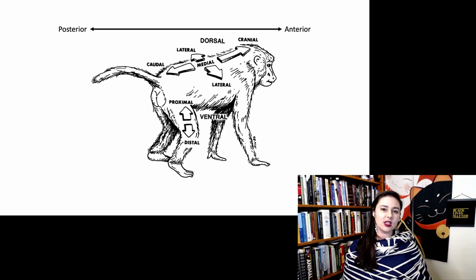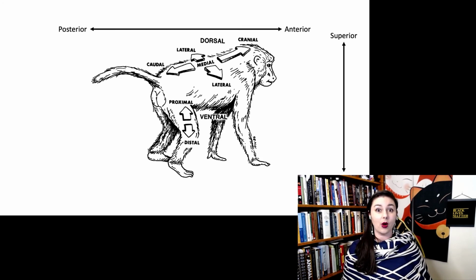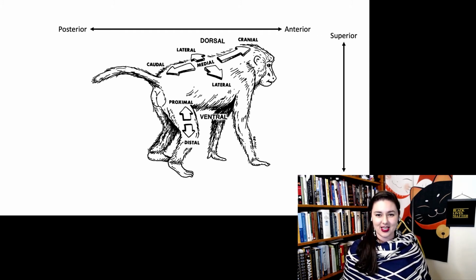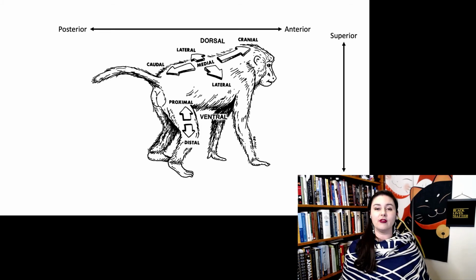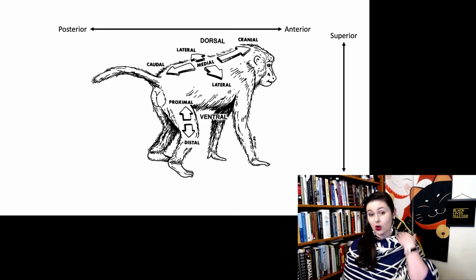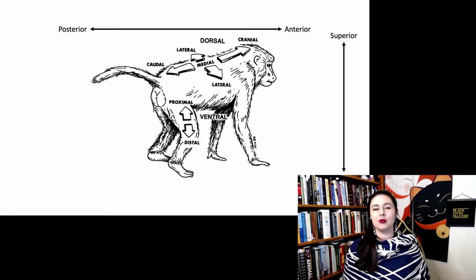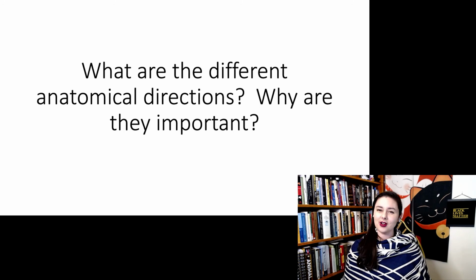So this is one of the instances where you want to be very careful about which terms you're using and making sure you're remembering what they mean. You can see dorsal and ventral, that means towards the back or towards the belly, and thinking about some of the definitions will help you remember which term is most appropriate. So, what are the different anatomical directions and why are they important?